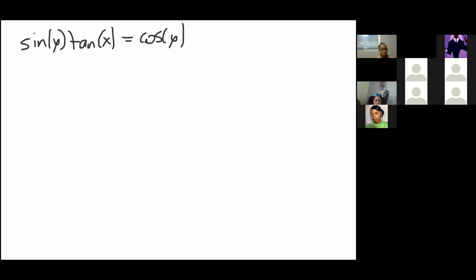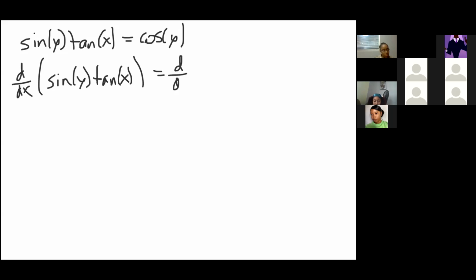So let's see. All right, so I want to take, again, the derivative with respect to x of both sides and then solve for dy over dx. So taking the derivative with respect to x of both sides means I'm taking the derivative with respect to x of sine of y times tangent of x, and I need to take the derivative with respect to x of cosine of y.